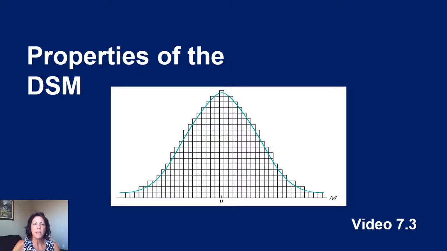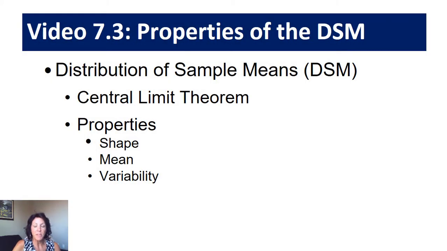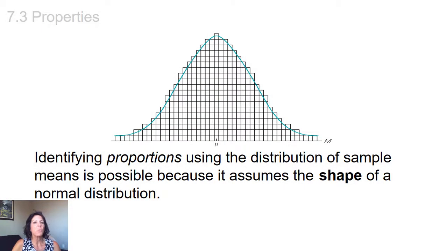In this video, I'm going to discuss with you properties of the distribution of sample means. I'm going to speak with you about something called the central limit theorem and talk about some properties of the DSM: shape, mean, and variability. So we can identify proportions in the distribution of sample means because it assumes the shape of a normal distribution. And as you will recall from our unit normal table, we can talk about the proportion of scores, and in this case, the scores are means, at any particular point in the distribution because it is a normal distribution.